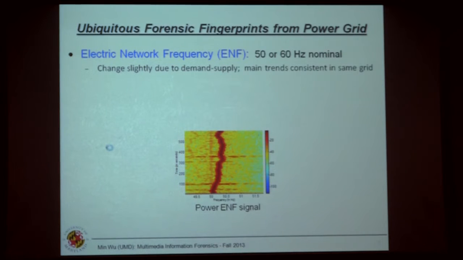Now, yes, fewer variations in the U.S. Does that make it harder? It depends on what questions we are going to answer.